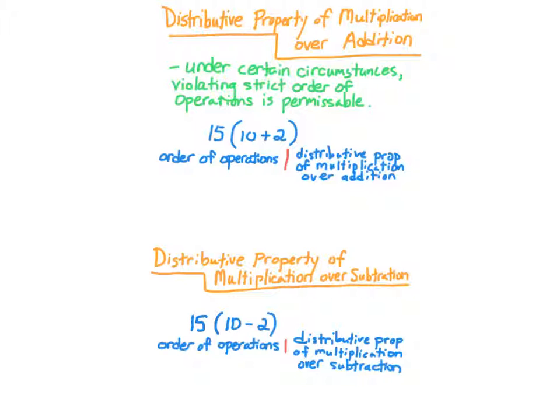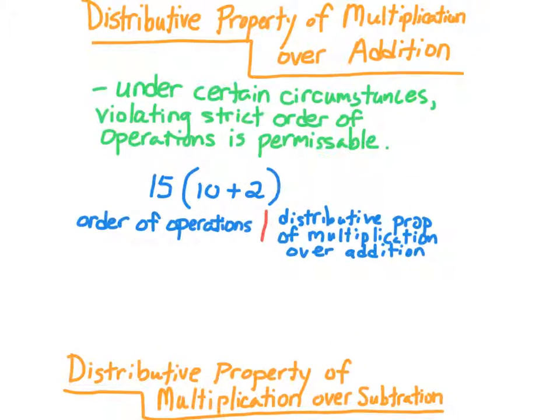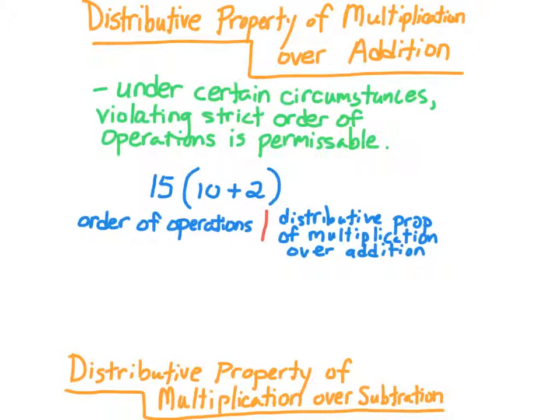Okay, so last page, the last two properties we have to talk about is distributive property of multiplication over addition. And that's a mouthful of words. When they ask you to write the property out, you got to write it out with the operations in mind. So really the way I'd explain this is under certain circumstances, violating strict order of operations is permissible. All right, so let me show you what I mean by that. So when you have a number that's up against parentheses with a sum inside, right?